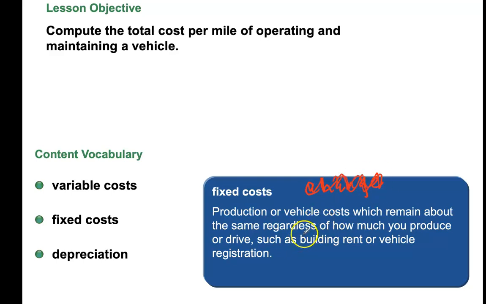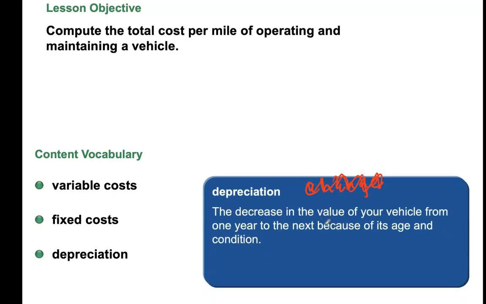They remain about the same regardless of how much you produce or drive, things that you need to do no matter what. And then we have depreciation, the decrease in the value of your vehicle from one year to the next. As they say, the minute you drive your vehicle off the lot, the value of your car will go down.